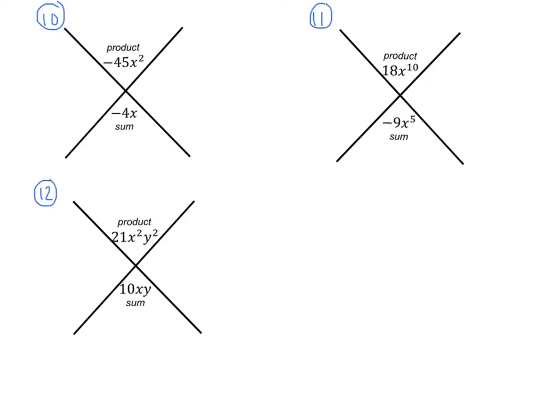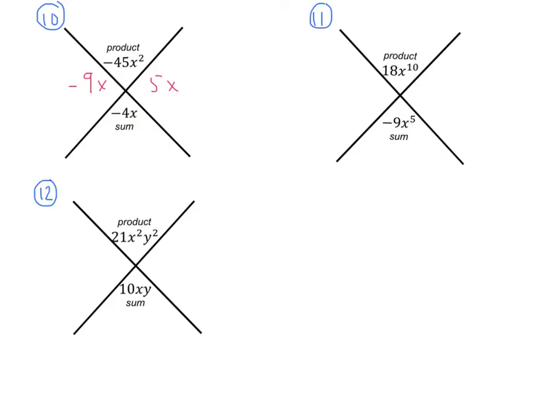All right, we need to find two expressions whose product is negative 45x squared and whose sum is negative 4x. The answer is negative 9x and positive 5x, because they multiply to get negative 45x squared, and they add up to be negative 4x.